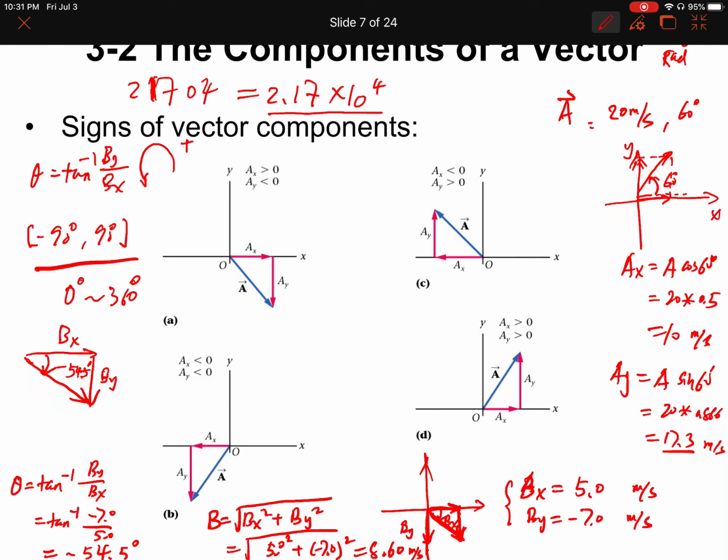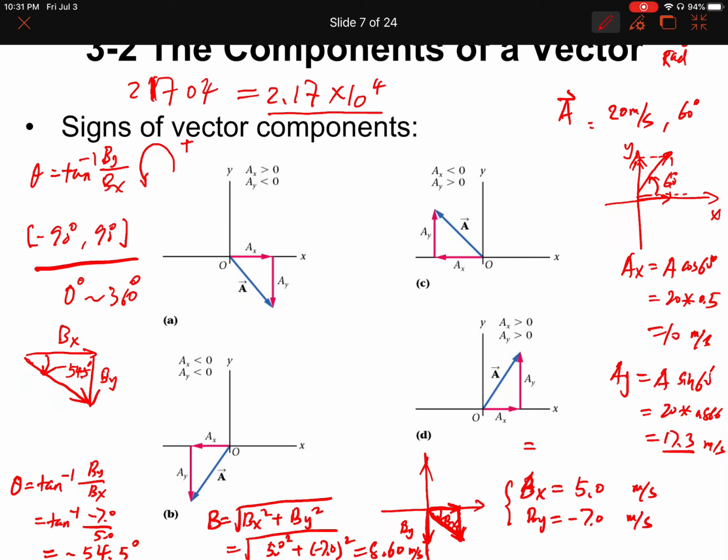You have to look at the sign of AY and AX. If the angle falls into the first quadrant, AY and AX are both positive. If you do an inverse function, you get a positive angle in the first quadrant. Then you go back to check your signs, AY and AX. If both of them are positive, you know whatever angle you get from the inverse tangent function is the right angle.